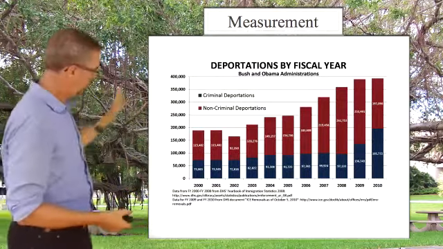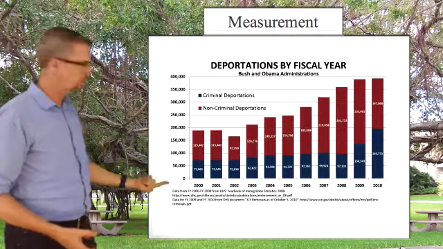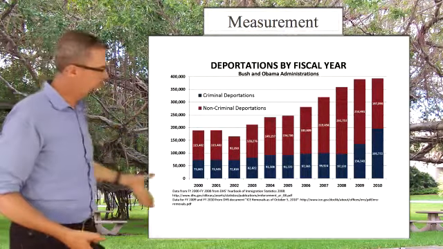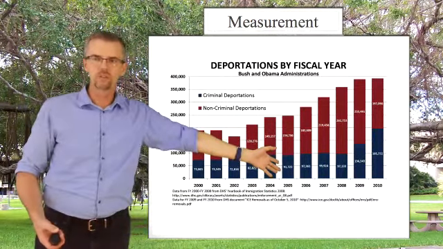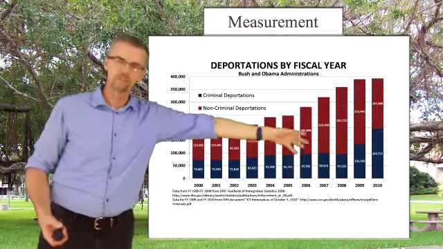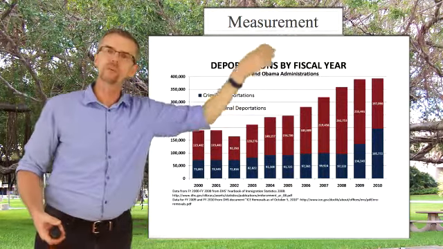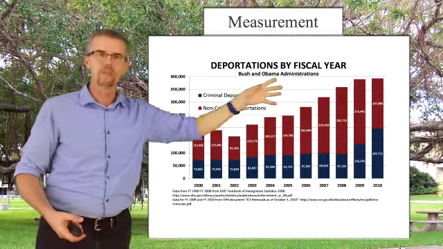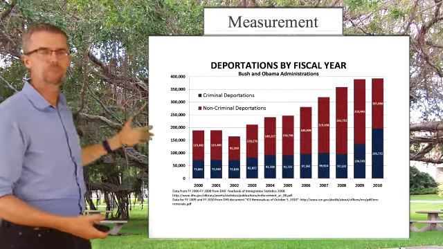Well, this is deportations in the year 2000. Blue is criminal deportations. Red is non-criminal deportations. And so through all of the Bush years up until 2007, it continued to rise. But 2008, 2009, 2010, it continued to rise. And so Obama has been tougher on immigration and illegal immigrants than the 8 years previous under a Republican president.